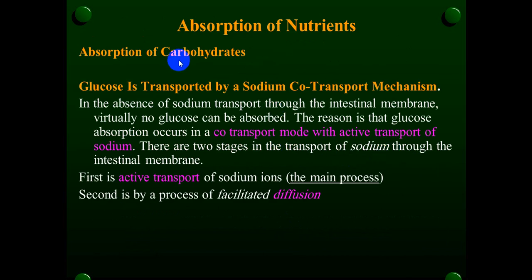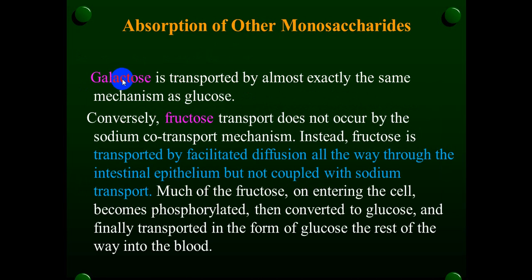For the nutrients, starting with carbohydrate, glucose is transported by a sodium co-transport mechanism. فينتقل الجلوكوز بواسطة ناقل. وجود ناقل معناتها active transport process. Some percent of glucose will be transported by diffusion, but mainly it is transported by active transport. The same with galactose, it is absorbed by active transport, while fructose is transported passively by passive diffusion.